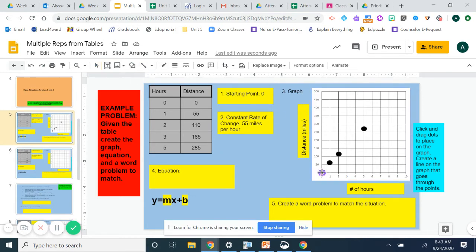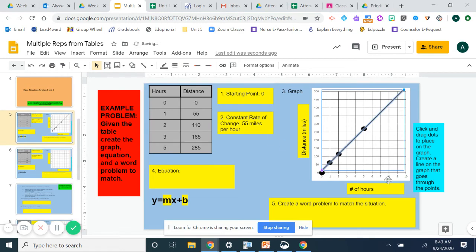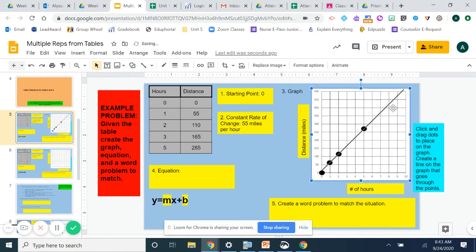I'm going to click that, click my first point, drag to my last point, and then I could even extend it. So if I was asked a question later on, like, let's say this person was driving at hour 8, about where would they be? Well, they would be a little over 400. So maybe like 425 or something like that. Okay, so I've done my graph.